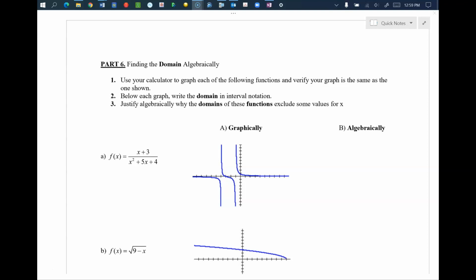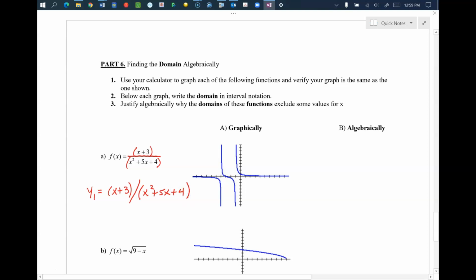So if you're going to put these functions in your calculator, the first thing you have to know is that the division bar acts as parentheses basically. So what we're saying is you've got to do what's in the numerator, you've got to do what's in the denominator, and then you take the numerator divided by the denominator. So to put this in your calculator, y1 is going to be this form: (x plus 3) divided by the entire denominator, (x squared plus 5x plus 4).